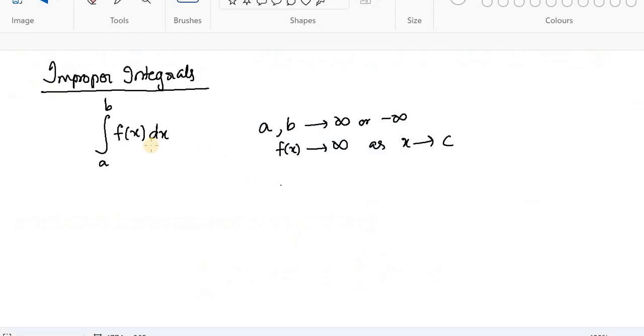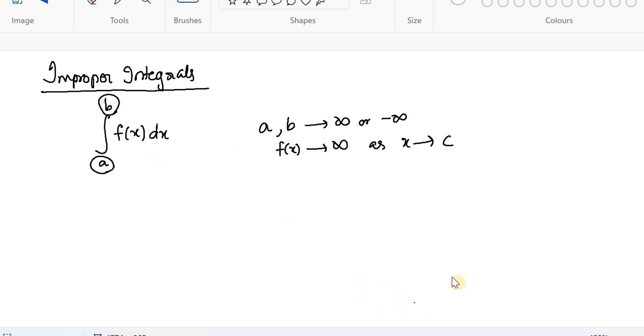What do we mean by an improper integral? It is an integral of the form a to b f of x dx, where either a is minus infinity or b is plus infinity or both. Also, if the function f of x goes to infinity for some c between a and b, that is, the limit of f of x as x approaches c, where c is between a and b, becomes infinity or minus infinity, then we say that the integral is an improper integral.